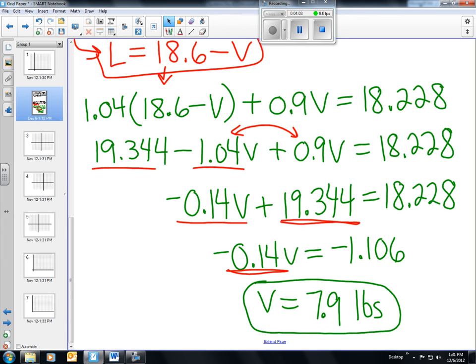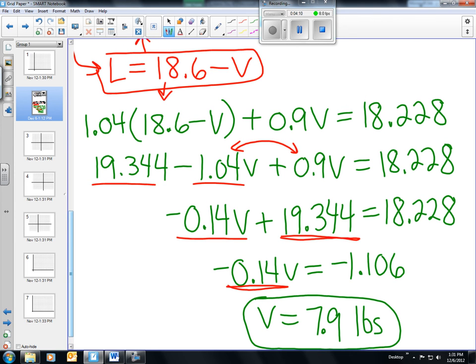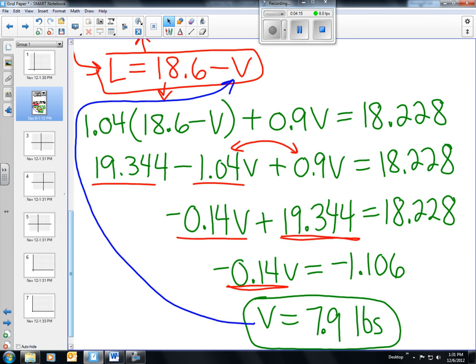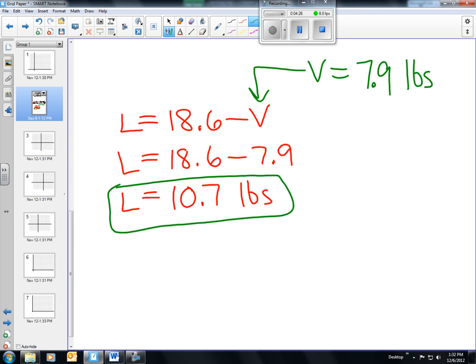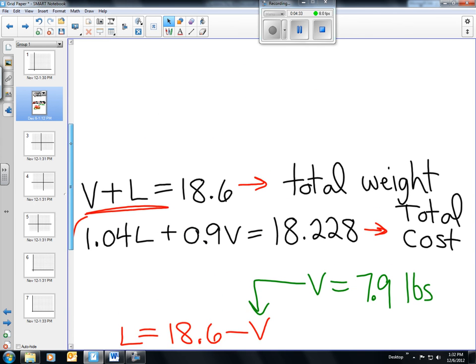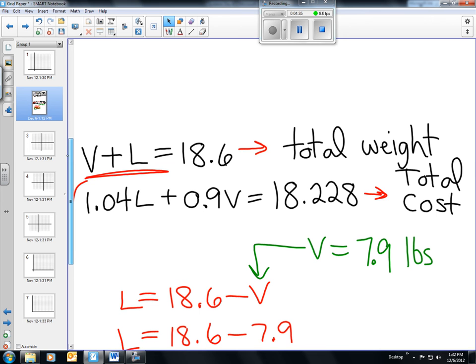So now we're going to use that to substitute into our other equation to solve for L. So we would take V here, and we're going to substitute that in for this equation. So here, the work to do that would be substituting V in here, and then you get 18.6 minus 7.9, and so you find that L is exactly 10.7 pounds. So that's how you'd use substitution, finding the L and the V values in this equation.